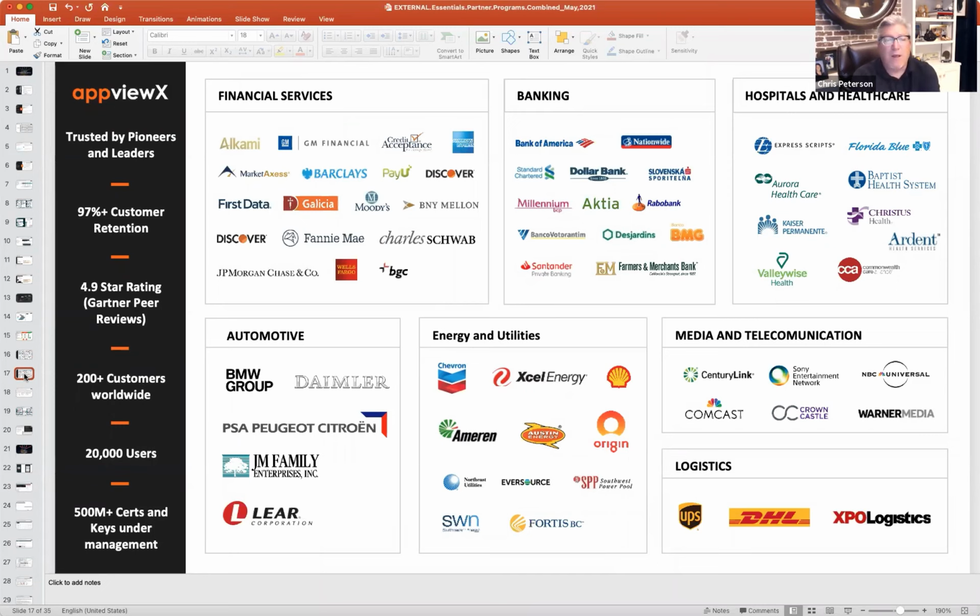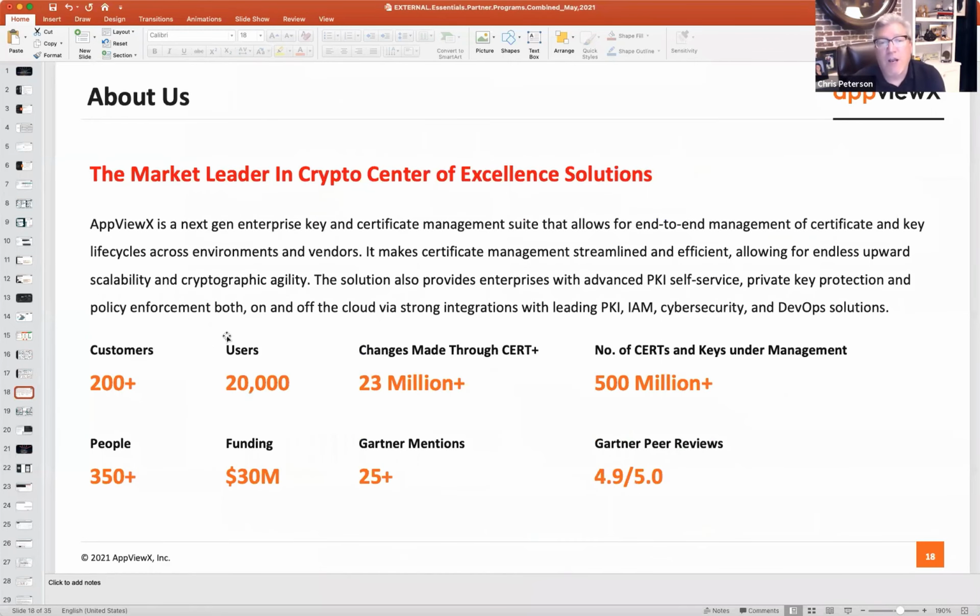So very excited about our 200 plus enterprise customers around the world, 20,000 users, and managing over 500 million certificates and keys today. So we are the market leader in the Crypto Center of Excellence. And I already mentioned 200 customers. We're about 350 people, plenty of funding, a lot of Gartner mentions. So we're riding those tailwinds right now with Gartner and with our channel partners.